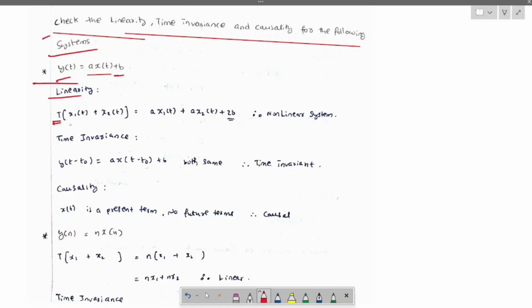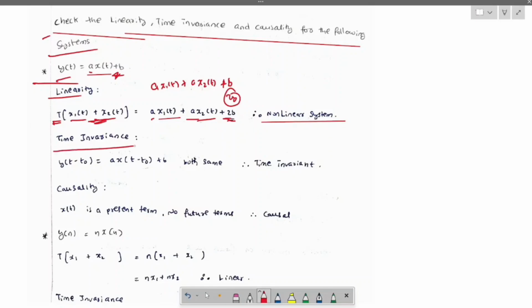Now let us take x1 of t plus x2 of t. When you do so, you will get a x1 of t plus a x2 of t, but instead of b, here we are getting 2b. Here we should get a x1 of t plus a x2 of t plus b only at the end, but with this we are getting 2b, meaning the homogeneity is missing. So that's why it is a nonlinear system.